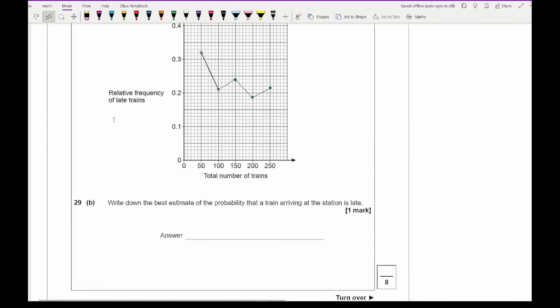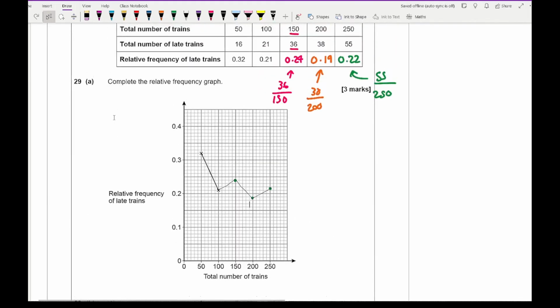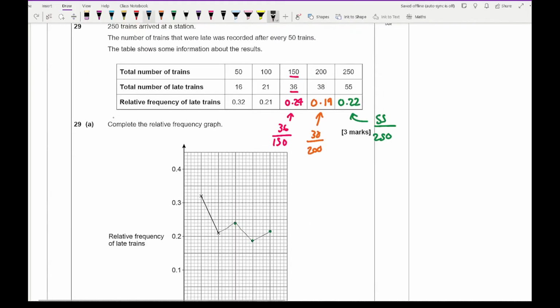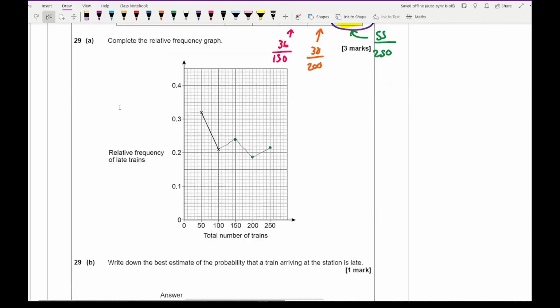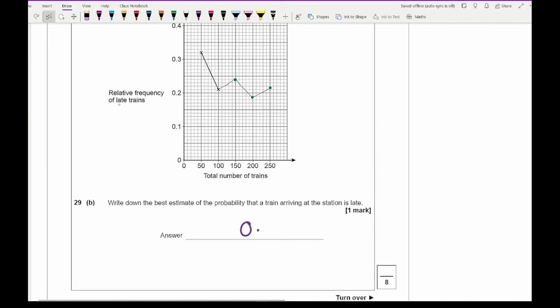Then it says write down the best estimate for the probability of a train arriving to the station late. Now for this, you want to use the data that uses the maximum number of trials. Now that one is going to be this. So the best probability you can use, or the most accurate, is going to be the last one, the one with the most trials. So that's going to be 0.22.